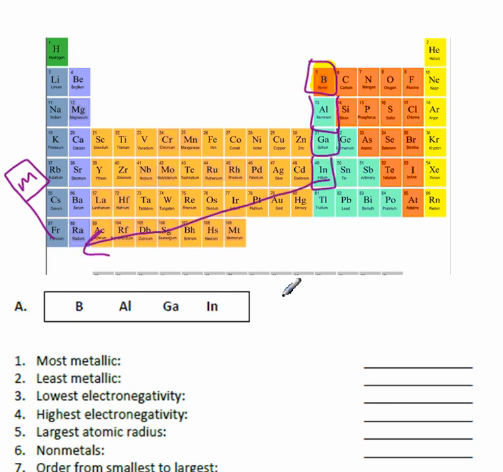So I would say most metallic is In. Least metallic, well, boron is the farthest away from the flag. So the answer to least metallic would be boron.